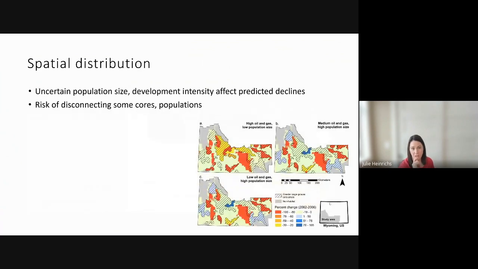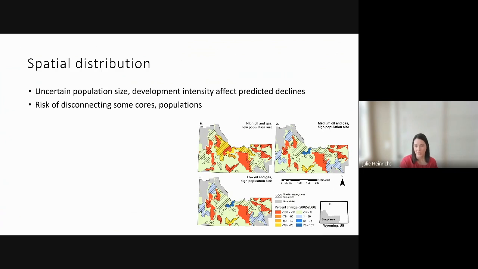We also mapped this spatially to look at how this could play out if some of the intervening areas were developed, and found that in some scenarios, there was some risk of disconnecting populations in these core hatched areas from others.